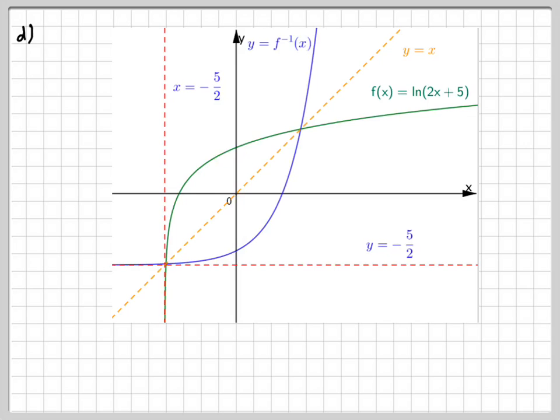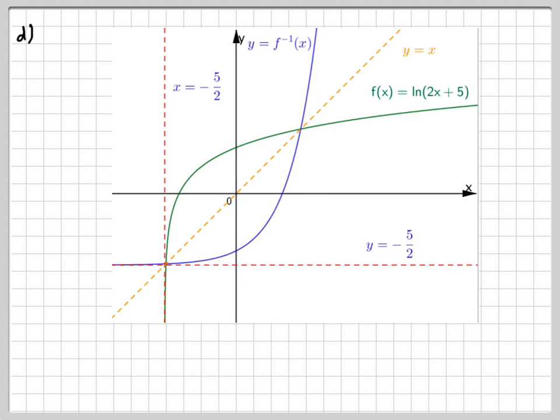So this is the original graph. These are the axes, and the axes really need to be equal aspect. So if this is a vertical asymptote for the original graph, then this line here, y is equal to minus 5 over 2, will be a horizontal asymptote. So basically, everything is just reflected in the line y is equal to x. So this graph here becomes this graph here.